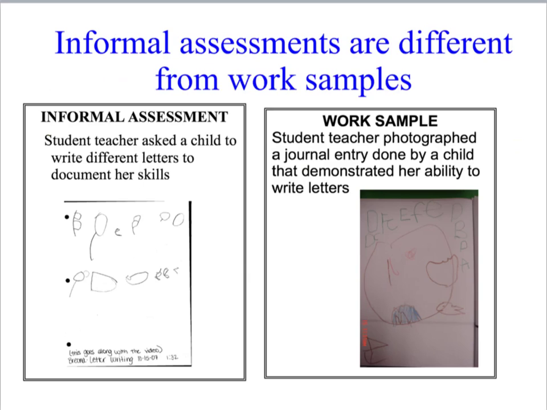So on the left you can see Brionna writing letters such as B and Q and C and D and 8. Well, okay then. So the student teacher asked the child to write those letters so that she could document her skills. And this could be something that would be worthwhile. I have no problem with informal assessments.